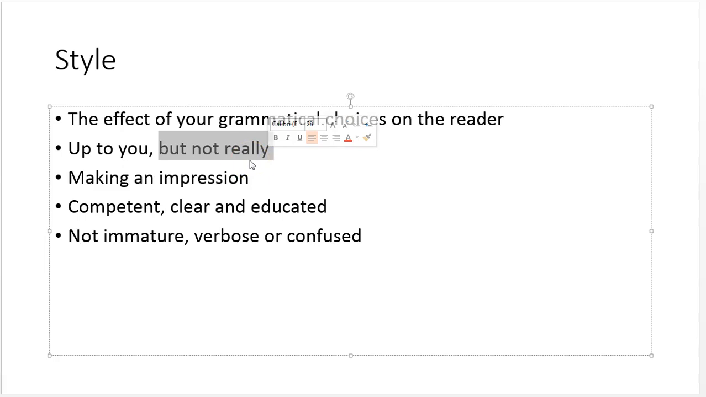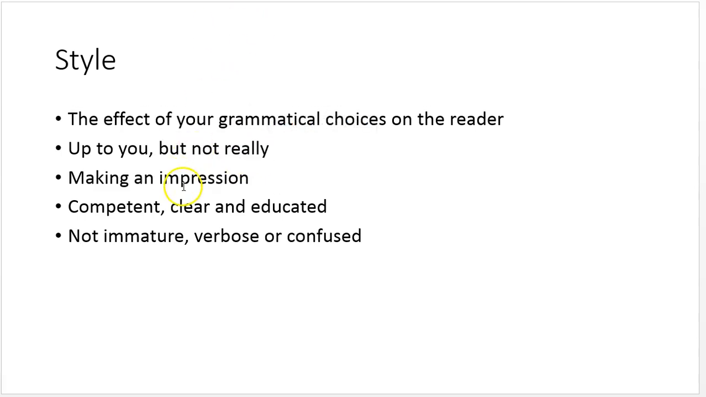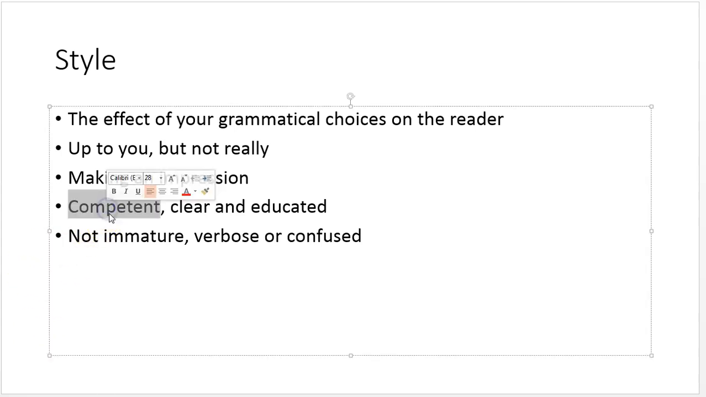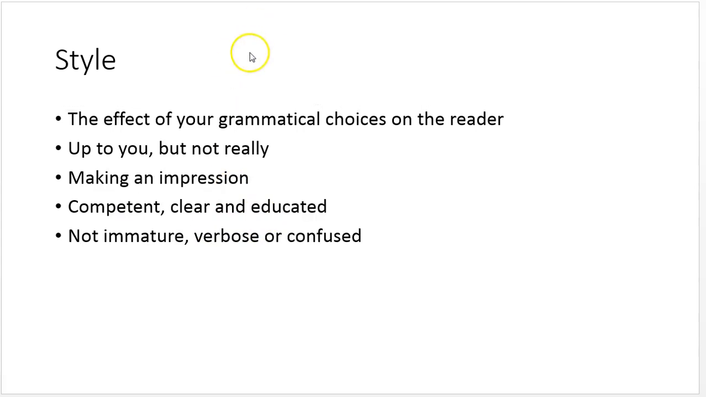It exists somewhere in between you and your reader. Somewhere in between, you make an impression. Once again, I like to always use the analogy of how you dress. You know the way you dress affects people. You know that. But you can't always control how people respond to you. How I go through this book is that I assume everybody wants to come across as competent. You want to write clearly, and you want to demonstrate that you're educated and that you know what you're doing. What you don't want to do is come across as immature, verbose, or confused.